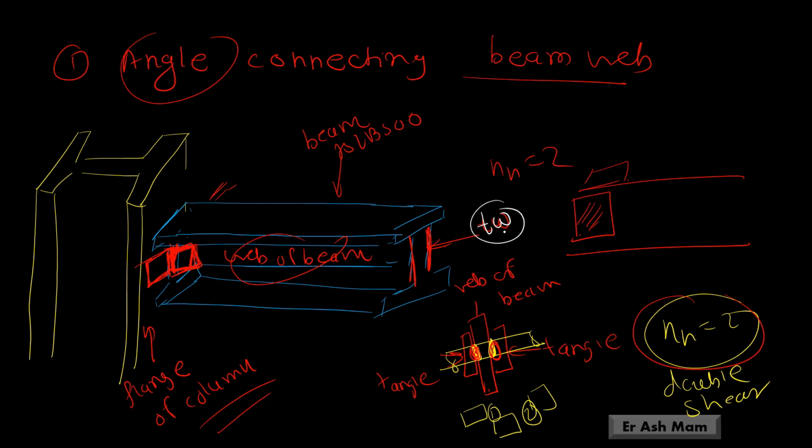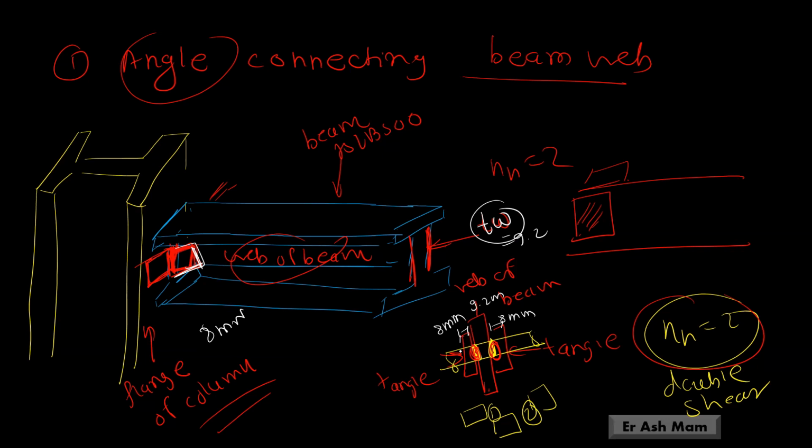Thickness of web is 9.2 mm. One angle is on this side, the second angle is on the other side. We have already considered the thickness of the angle as 8 mm, so this is 8 mm and here is 8 mm, and the thickness of the web of the beam is 9.2 mm.